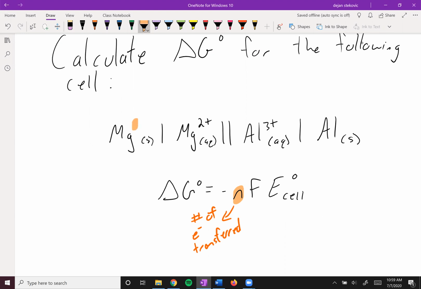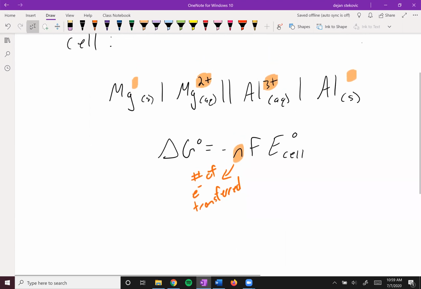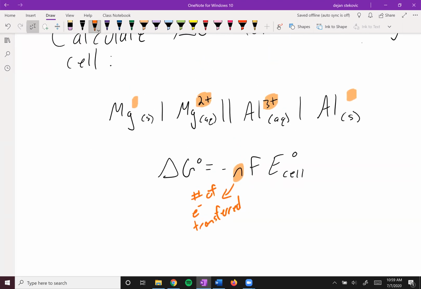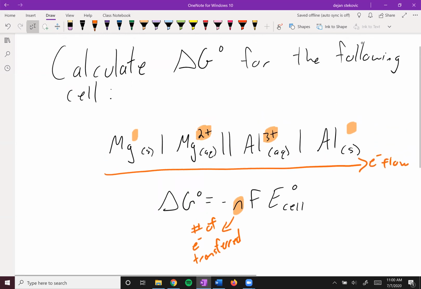So we can see magnesium goes from magnesium 0 to magnesium 2+, so a transfer of 2 electrons, while aluminum goes from 3+ to 0. So that's a transfer of 3 electrons. And so you can probably figure out that this is 6 electrons, but let's take a deeper look into it. Remember that the electron flow goes from left to right, right? So it's magnesium going from 0 to 2+, and then aluminum going from 3+ to 0.